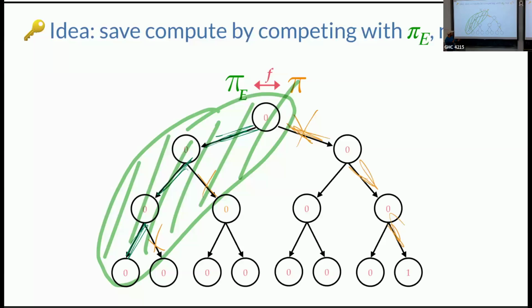And is it also clear that by only looking at this part of the tree, I've effectively reduced my search space? Because I'm not looking at all leaf nodes, all policies, things like this. Okay, cool.